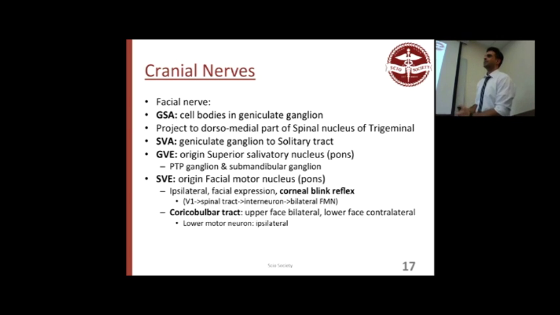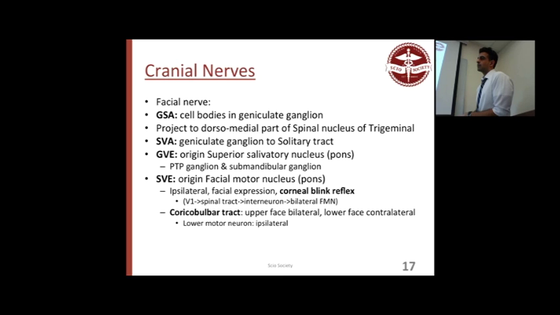Both upper motor neuron, but when you're getting injured, let's say, your upper face, because it's bilateral, it's not going to be affected. But your lower face goes contralateral. It needs to cross. So then one side is going to be affected. Does that make sense?